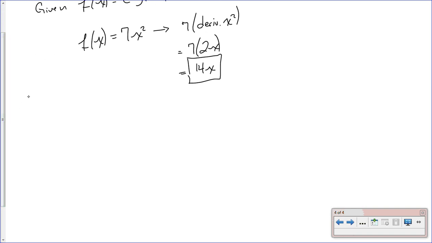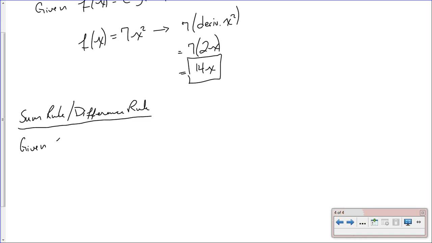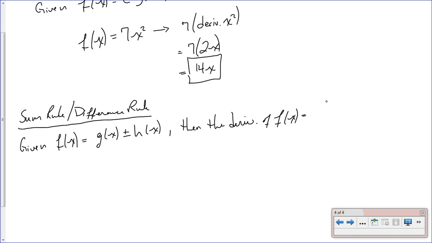All right, now let's look at the sum and difference rule. So when you add functions together or subtract functions, given f of x equals g of x plus or minus h of x, then the derivative of f of x equals the derivative of g of x plus or minus the derivative of h of x.